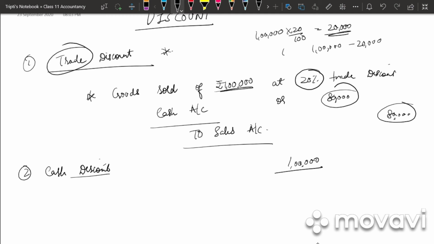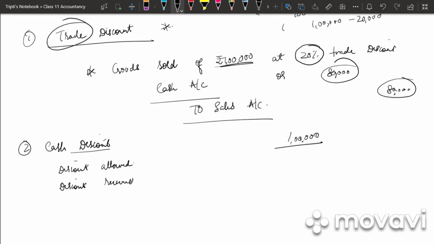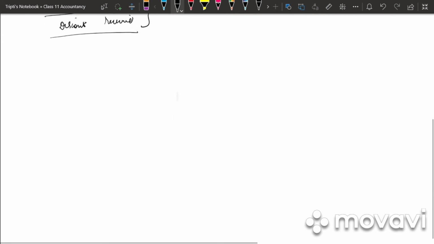तो वो entry क्या रहेगी? When it is discount given, अगर आपने sell किया and आप discount दे रहे हैं, so it is discount allowed. And जब आपने purchase किया and आप entry देंगे, it is discount received. So discount allowed and discount received both are nominal account. So discount allowed will be debited and it will be credited when it is received. Clear? So this is what is cash discount and trade discount.